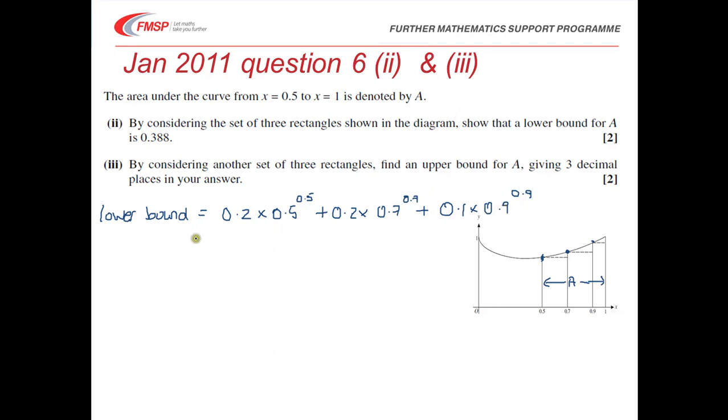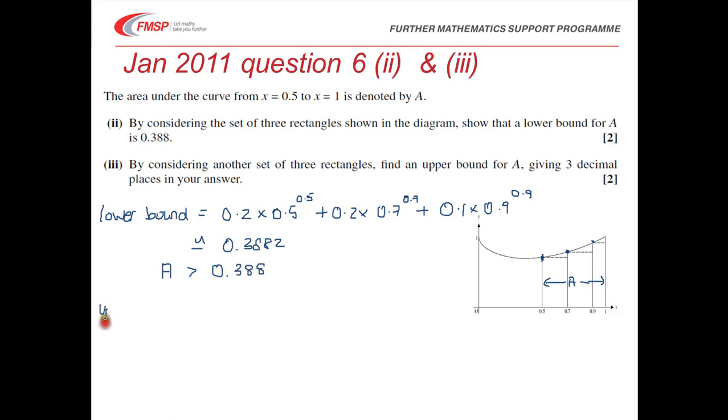And if we simplify that, we get approximately 0.3882. So the area we now know is greater than 0.388. So we have our lower bound.